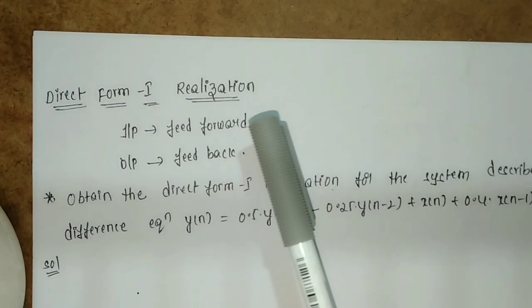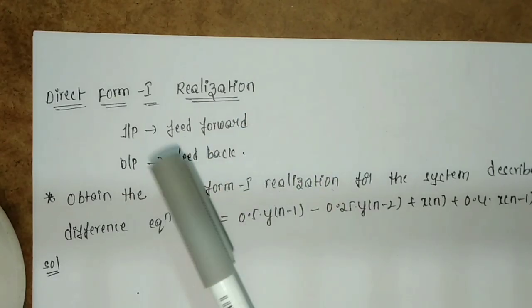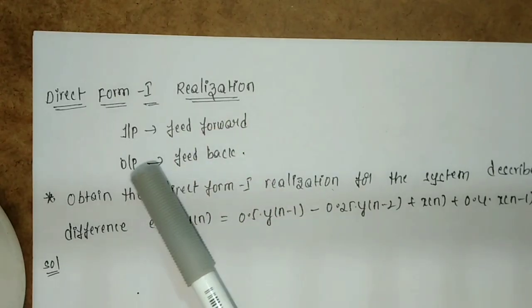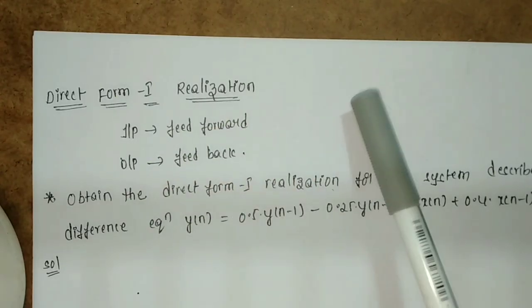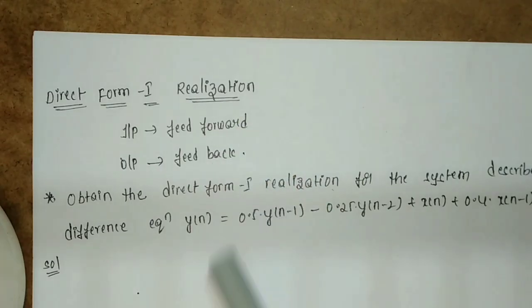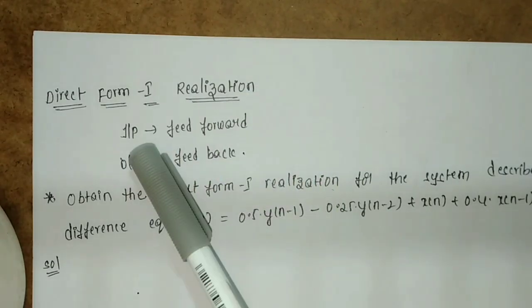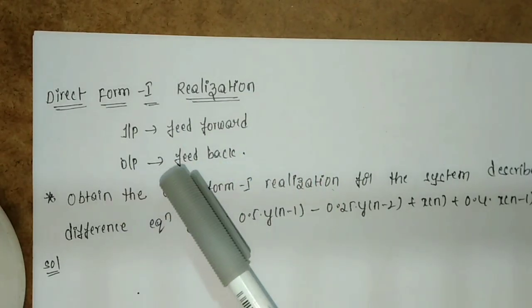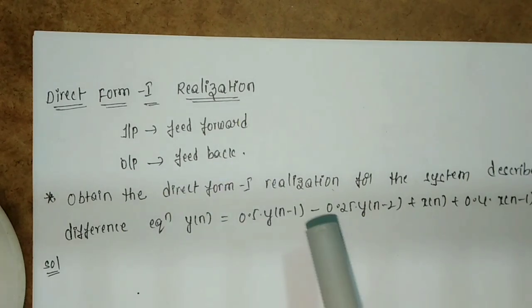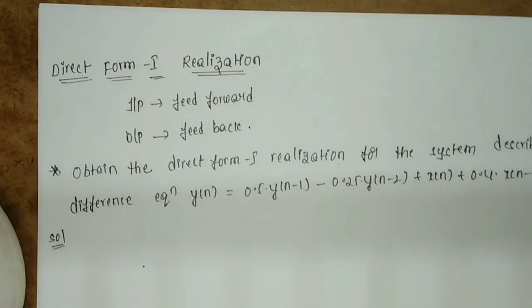From the exam point of view, the trick to remember is that in the direct form 1 realization the input is in the feed forward mode and the output is in the feedback mode. This is the key point you have to remember. The input side is feed forward and the output side is feedback. One more point: in the given difference equation you have to implement the input and output separately. You have different delay elements for the inputs and different delay elements for the outputs. So without delay, let us do a problem based on the direct form 1 realization.